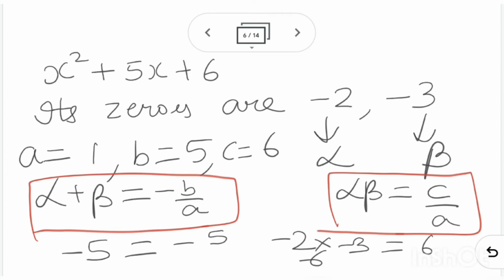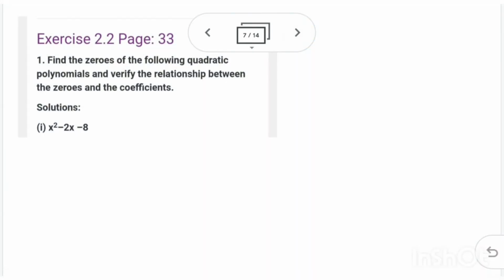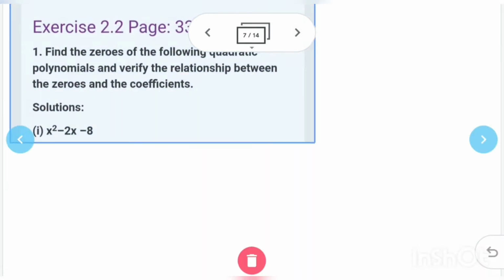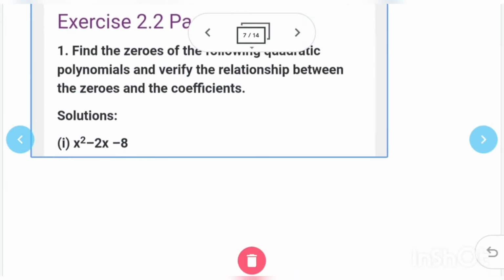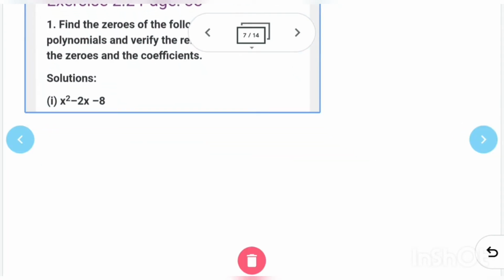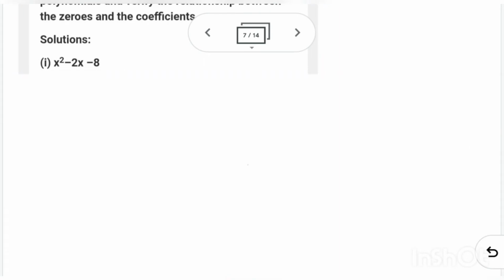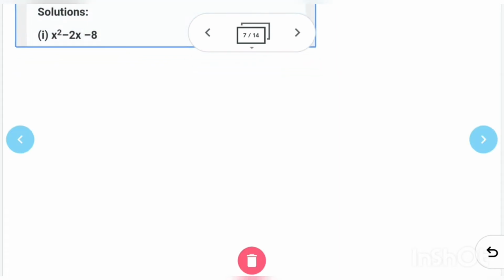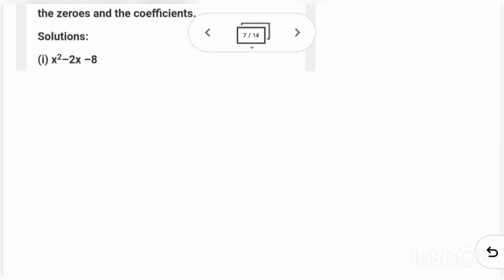Now let's try some book questions from exercise 2.2. Our first question is: find the zeros of the following quadratic polynomial and verify the relationship between the zeros and the coefficients. The quadratic polynomial is x square minus 2x minus 8. First of all we will find its zeros.